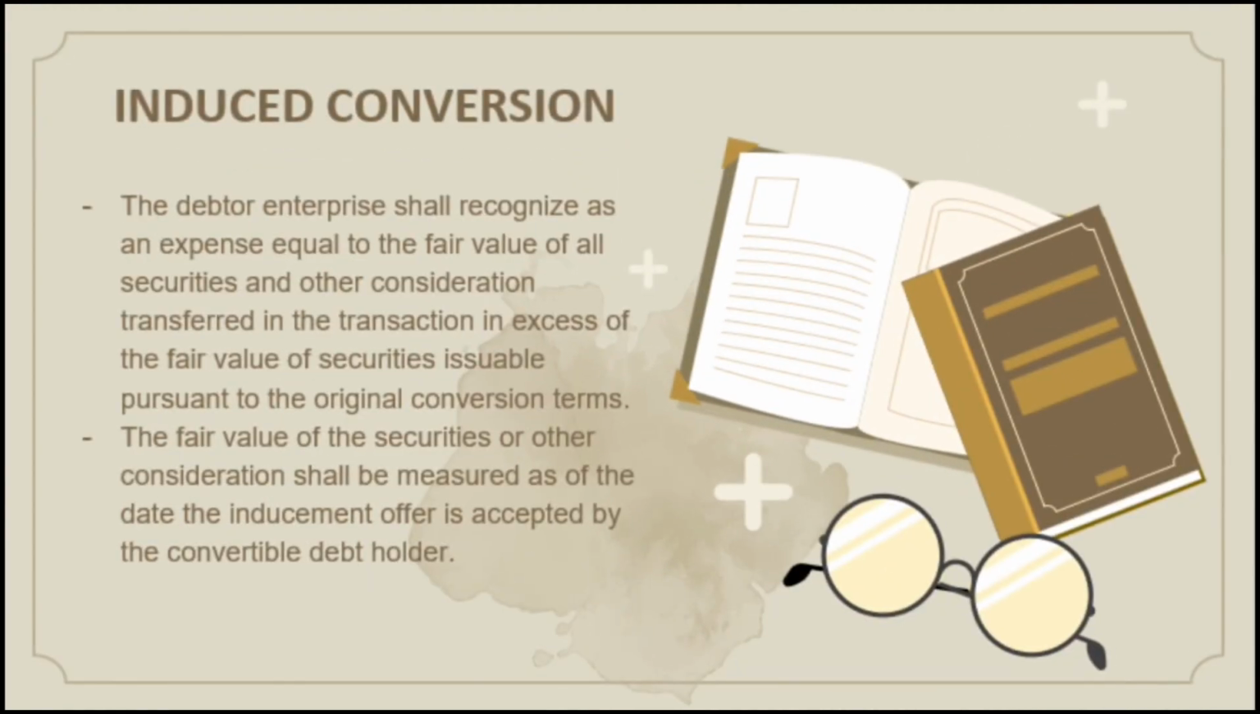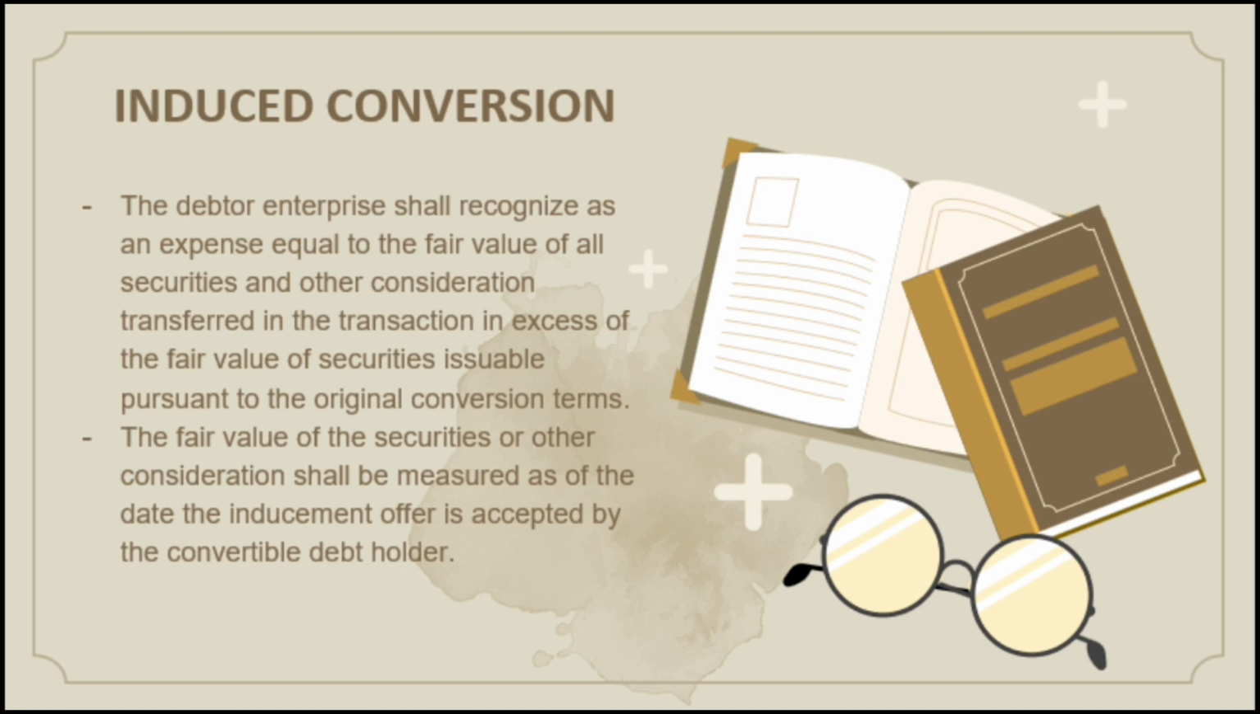When a debtor enterprise induces early conversion of convertible debt, it must recognize an expense equal to the fair value of all securities and other consideration transferred that exceeds the fair value of securities issuable under the original conversion terms. This expense is recognized at the date the offer is accepted by the convertible debt holder, typically when the debt holder converts the convertible debt into equity securities or agrees to do so.